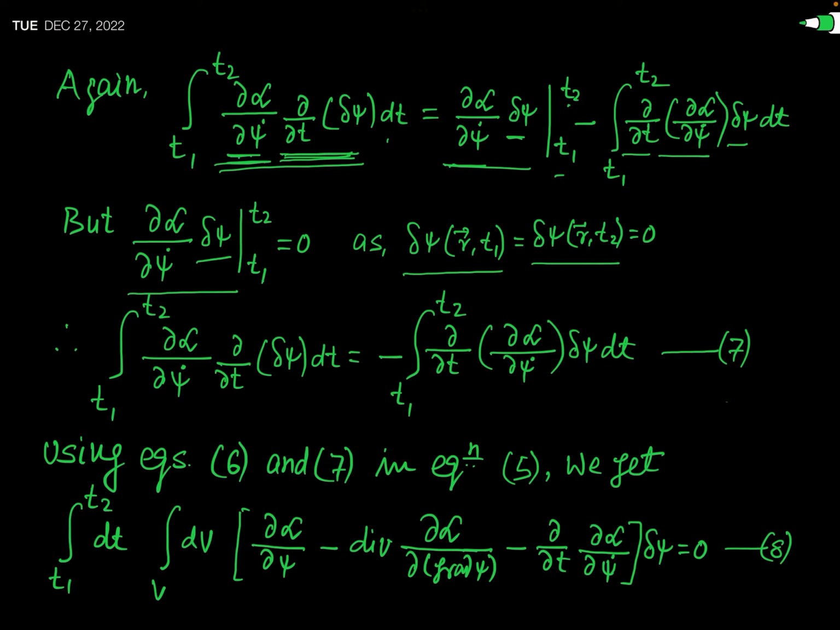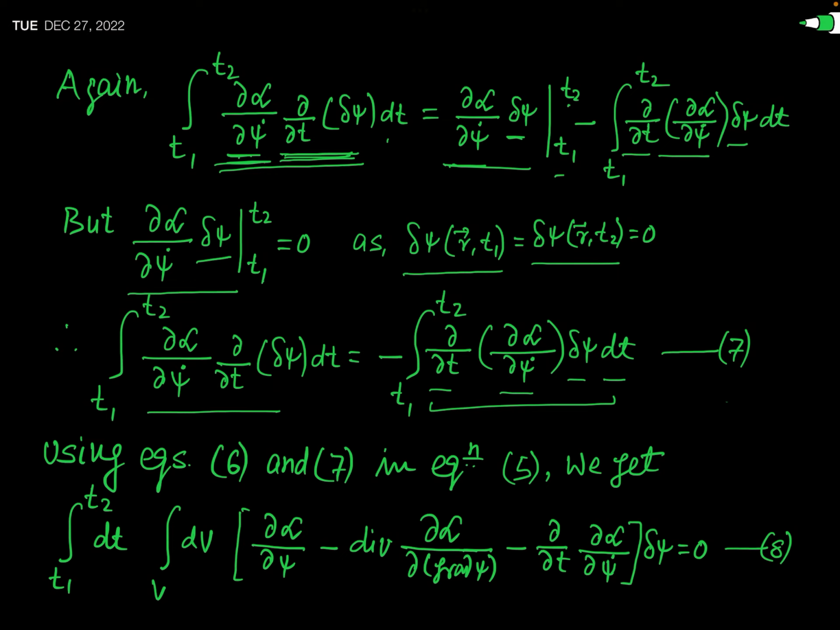And that's why this integral, that is the integral from t1 to t2 of del L by del psi dot del del t delta psi dt, will simply be equal to this much. This is minus the integral from t1 to t2 of del del t del L by del psi dot delta psi dt.